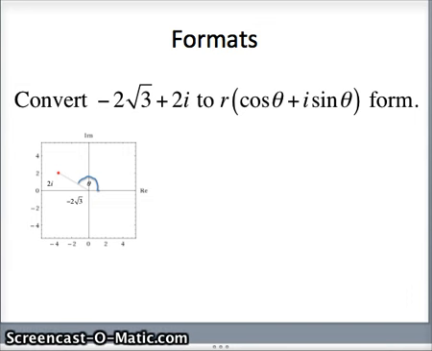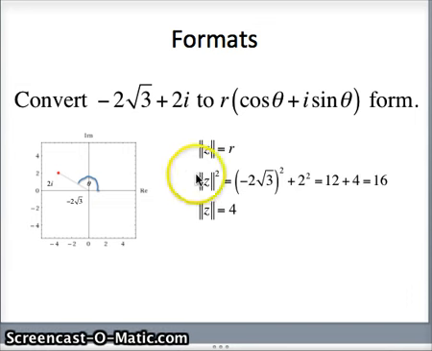So what can we say about this? The magnitude of z, or the modulus of z, is that r. The modulus of z squared, the hypotenuse squared, is the x guy squared plus the y guy squared. Whether you use -2 root 3 or +2 root 3 doesn't make a whole lot of difference. But the y value has to be 2 and cannot be 2i.